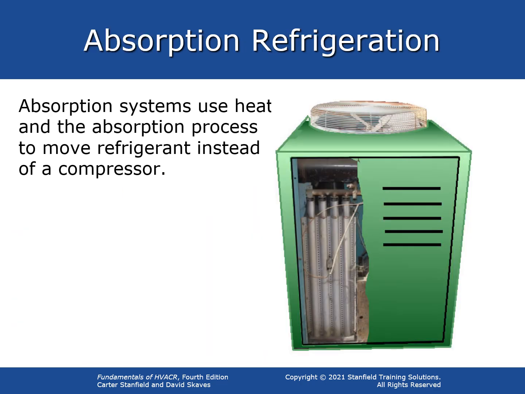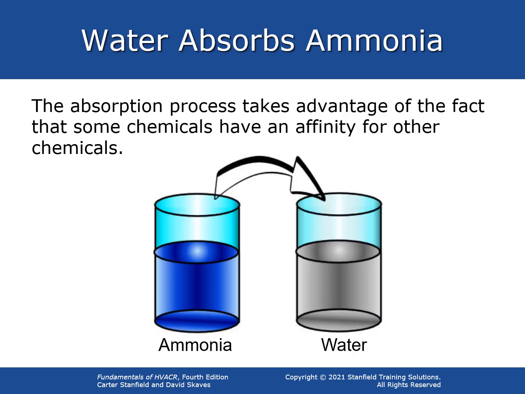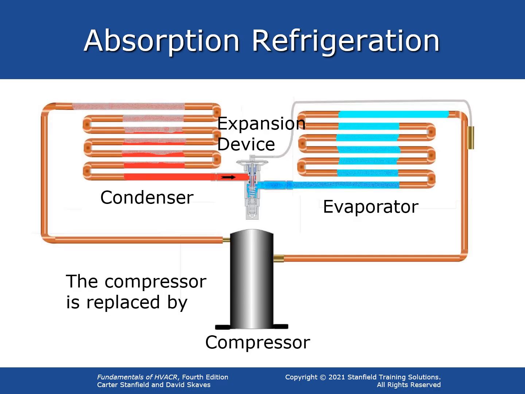Absorption systems use heat and the absorption process to move refrigerant instead of a compressor. The absorption process takes advantage of the fact that some chemicals have an affinity for other chemicals. Water will absorb half its weight in ammonia. Like the compression system, absorption systems have a condenser, expansion device, and evaporator.